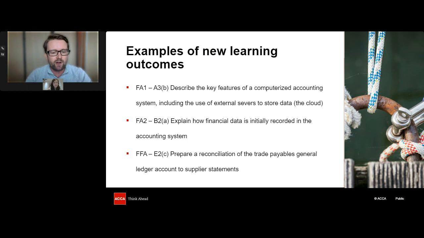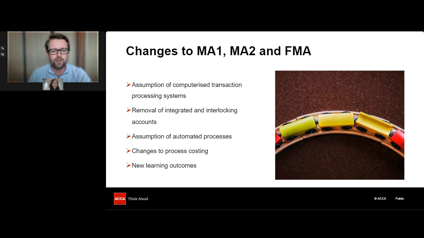Just on this slide, we've got a few examples of some new learning outcomes which are being introduced from September 2023. And again, you can take a look at the syllabus and study guides to see a complete breakdown of all the new learning outcomes and any other changes which might be taking place. So hopefully that gives you a bit of a flavour of some of the changes to the FA1, FA2 and FFA exams, which is where the majority of these updates are going to be found.